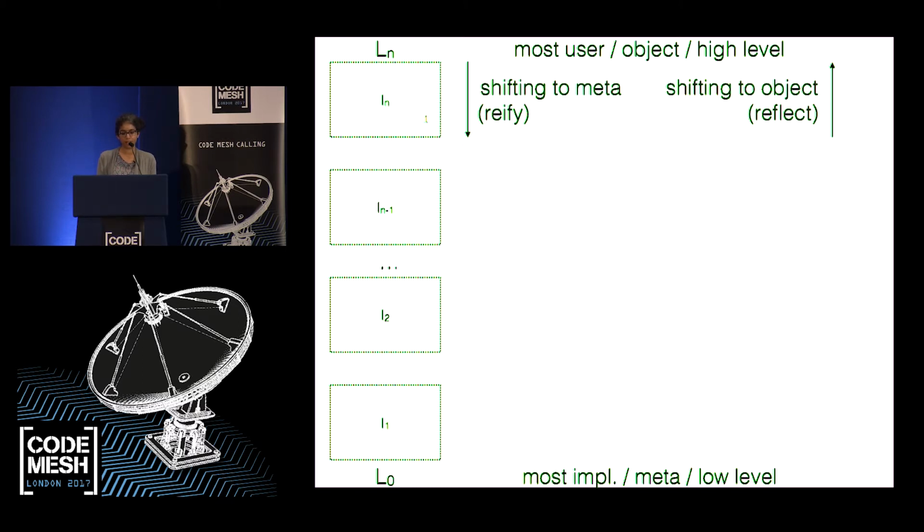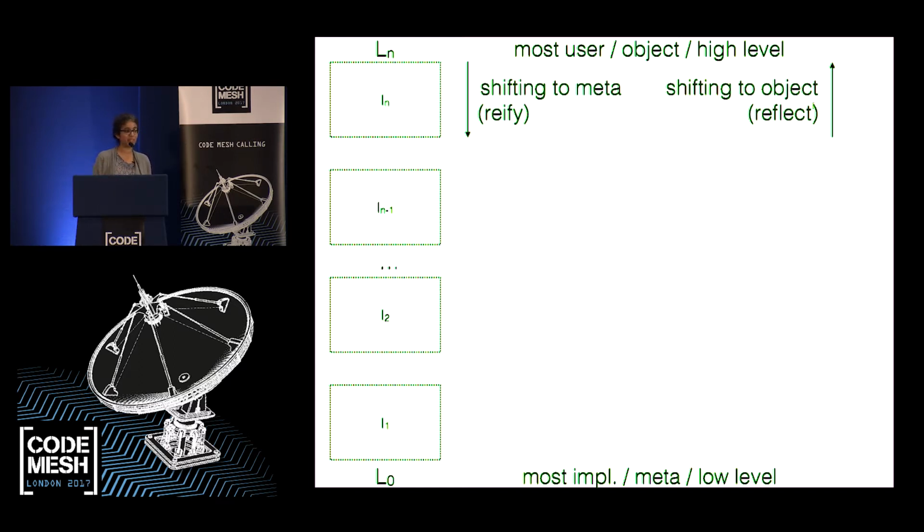If you're shifting to the meta level, going within your implementation, what you're doing is reifying something that was a program at this level into something that is now data at the meta level. On the other hand, you can also reflect back. If you have some data, you can reflect it back as a program, shifting back to the object level.